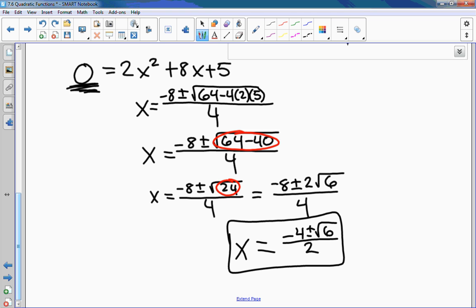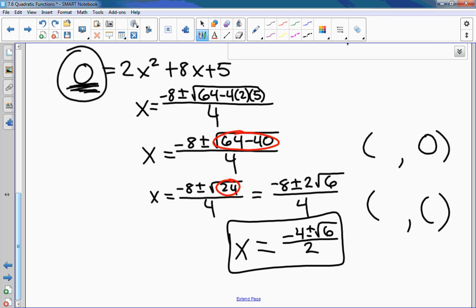Now, x-intercepts are points. They are not numbers. Therefore, we need 2 values. Since it's a point, we need an x value and a y value. Well, we already know what the y value is. Since it's an x-intercept, it has no height, therefore the y value is 0. So that's the easy one.